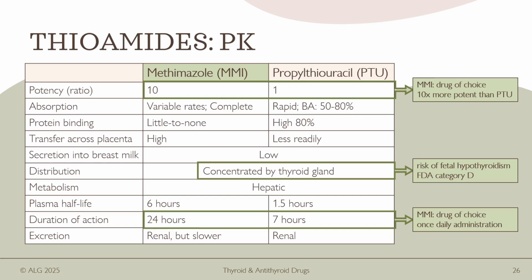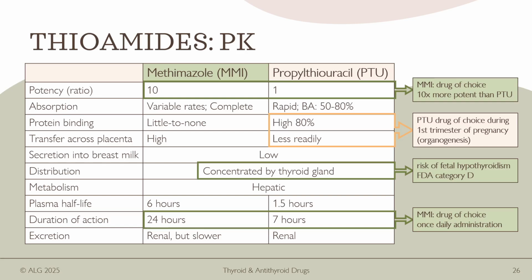Absorption of methimazole is complete as compared to 50 to 80% bioavailability of PTU. Both MMI and PTU are FDA pregnancy category D with risk of fetal hypothyroidism. However, PTU, being highly protein bound, is an advantage during the first trimester of pregnancy because being bound to maternal protein means it's less likely to transfer across the placenta and affect the fetus. Methimazole is known to cause congenital malformations, so its use is avoided during organogenesis.